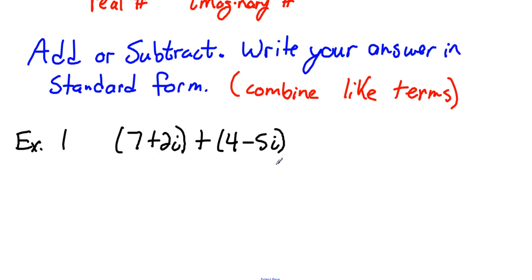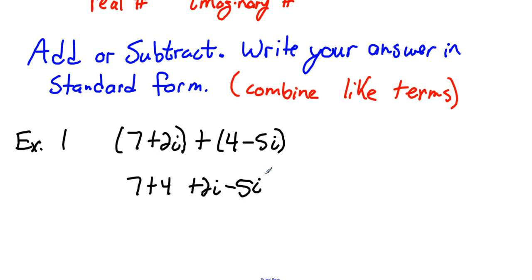Okay, so 7 plus 2i, and then plus 4 minus 5i. And like we were doing with the functions back in chapter 1, the only thing that's different with this one is with addition, you still don't need the parentheses because you're just going to take the parentheses away. It's still just 7 plus 4, and then you've got the plus 2i minus 5i.